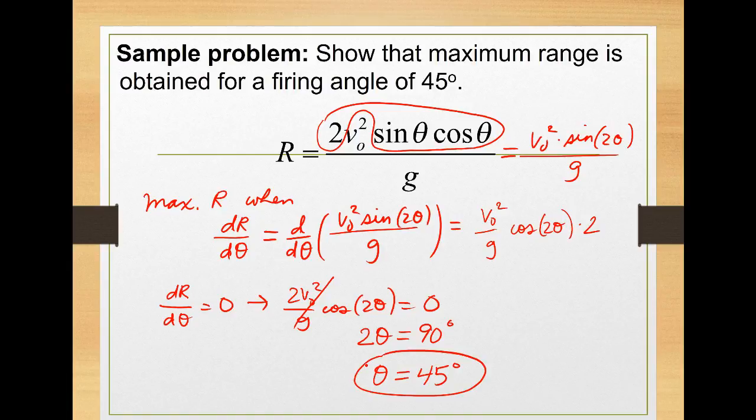Okay? And so if you think about this, if we take 45 degrees and plug it back into our angle here, 2 times that is 90. The sine of 90 is 1. So we're going to maximize this function when the sine of 2 theta is equal to 1. Okay? Now it's very important to note that all this is being done without any regard for air resistance, which we're not going to get to until next unit.